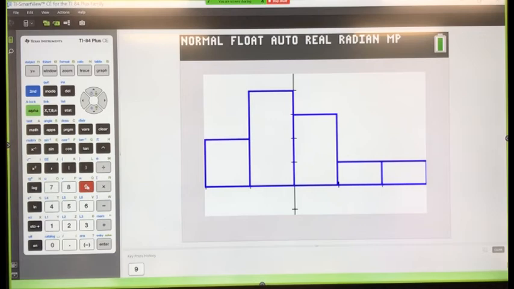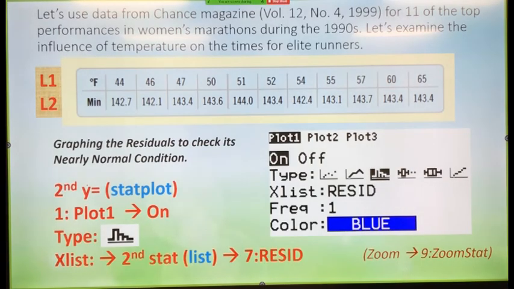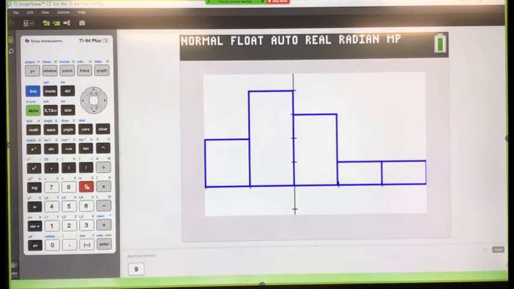Would you say that's nearly normal? Yeah, I mean, there's a little bit of skewness, but not so much to where you're just like, nope, failed. I don't see any outliers, so I would say it passes enough. So there's a neat way to graph the histogram of your residuals instead of doing it all by hand and then having to enter it into stat edit.